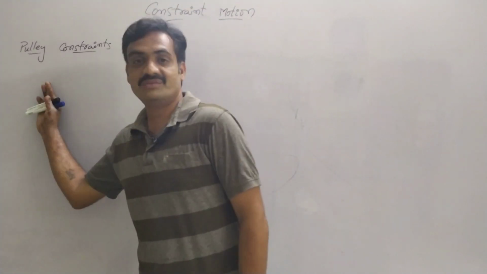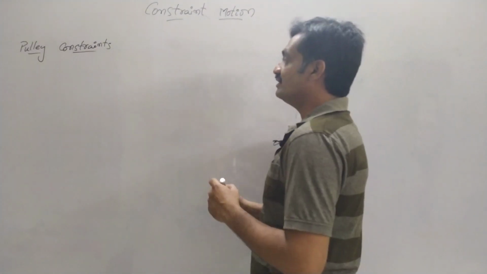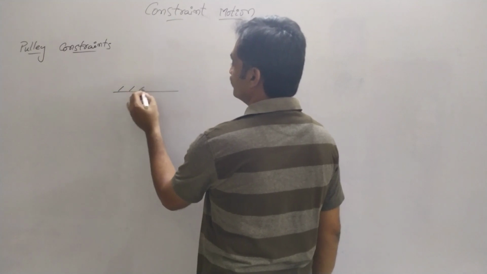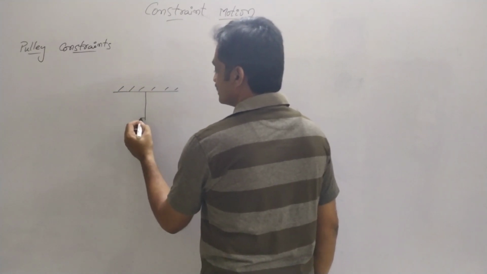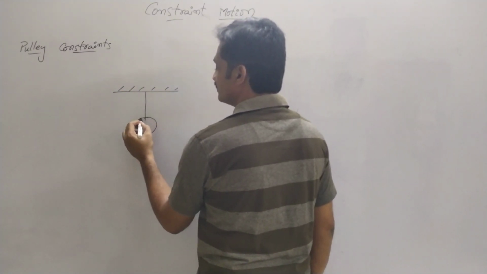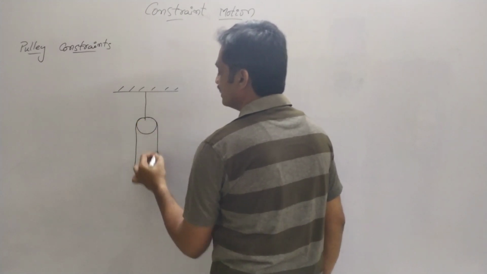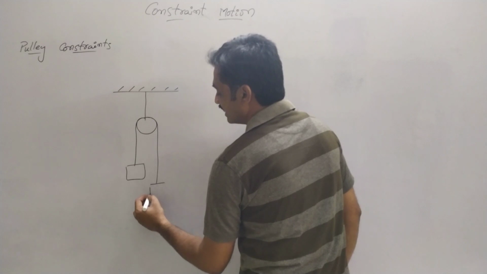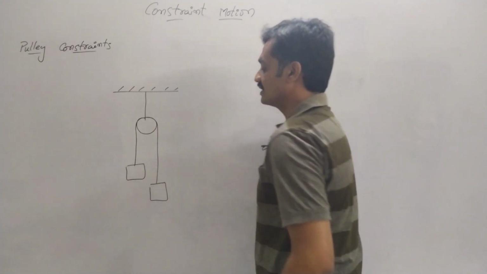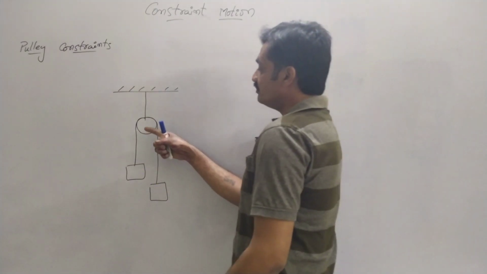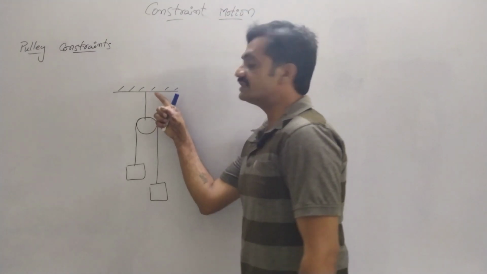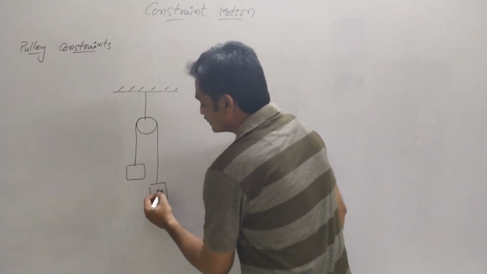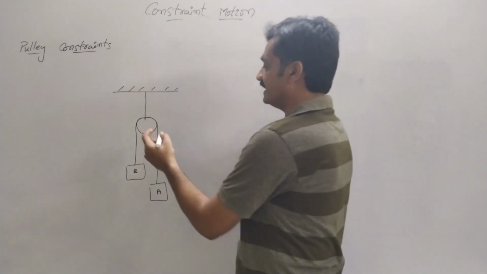Now we are going to discuss pulley constant. In order to discuss this pulley constant, I am going to consider the Atwood machine. The Atwood machine consists of a frictionless pulley with a string, and two weights attached to this string like this. Observe that the pulley is not movable, it is fixed to this rigid support. I am going to consider the blocks as A and B.